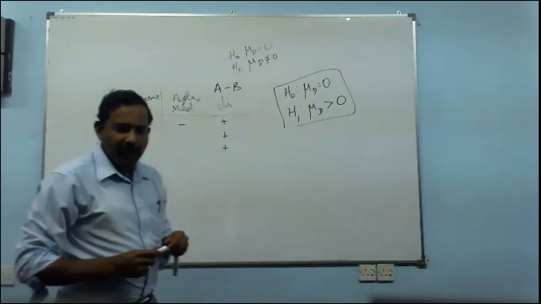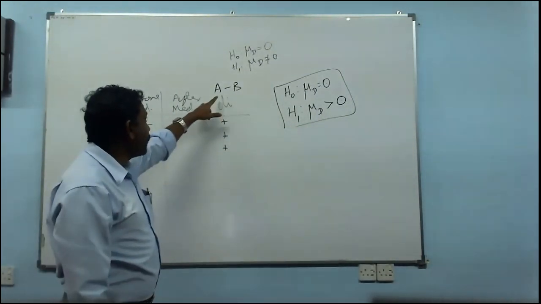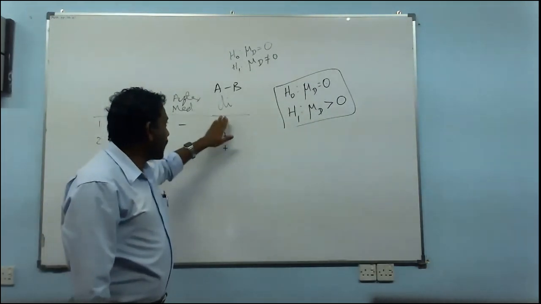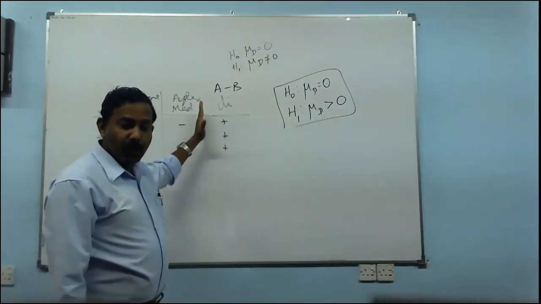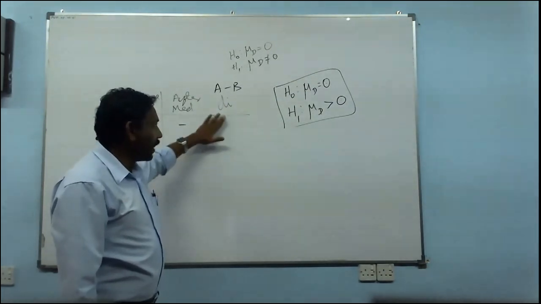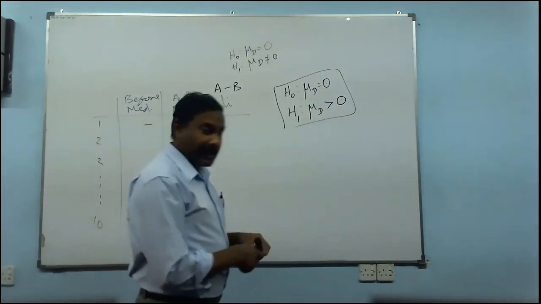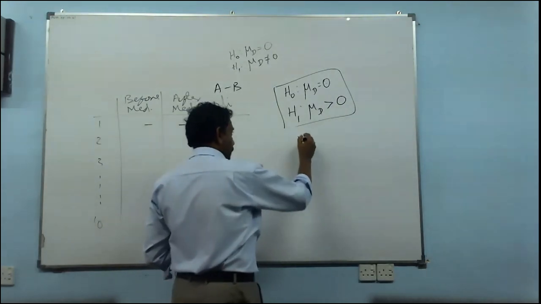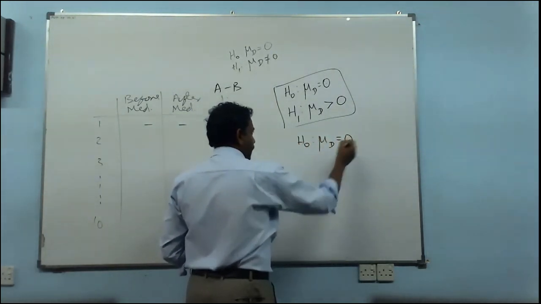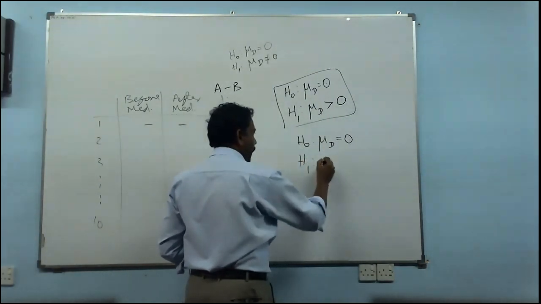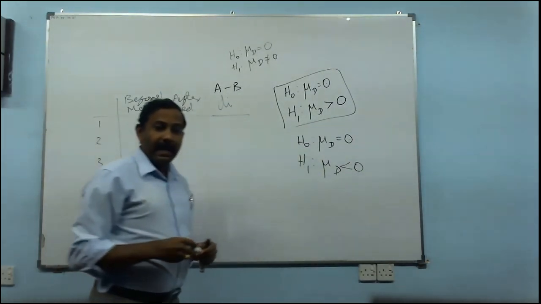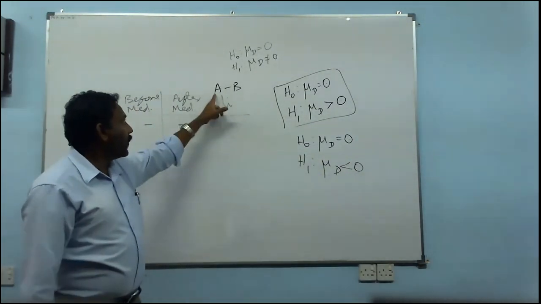For example, if I turn this the other way, that is also possible. If I do the calculation the other way, after minus before, what do you expect if the medicine is effective? Here we have minus values, not plus values. So in that case, my null and alternative are: alternative mu d less than 0. So you have to be careful which is minus which one.